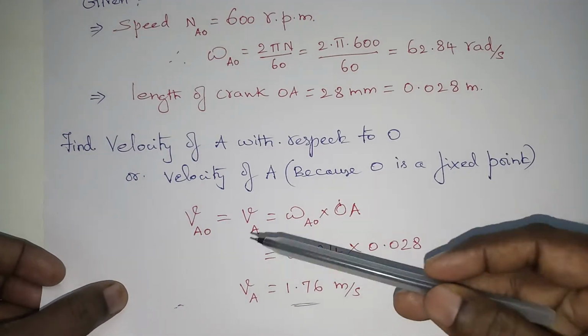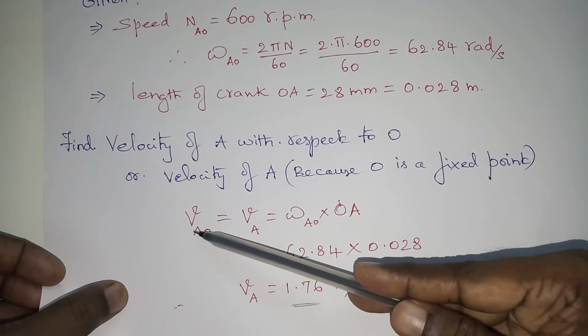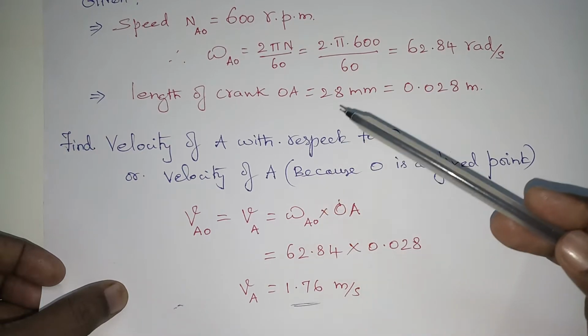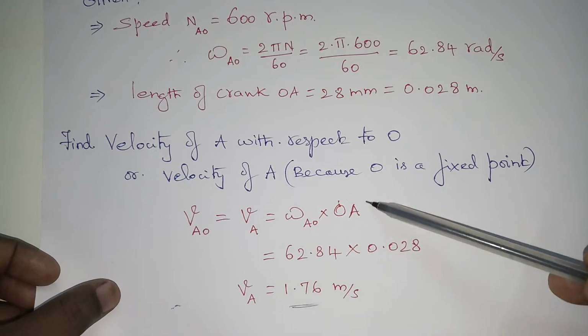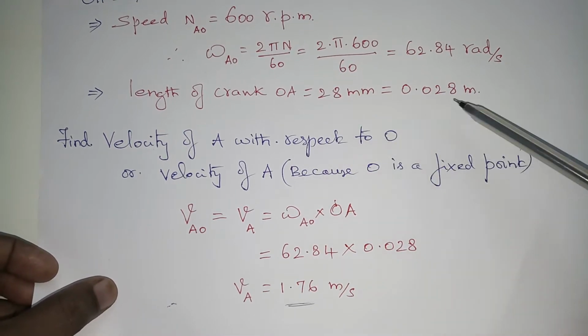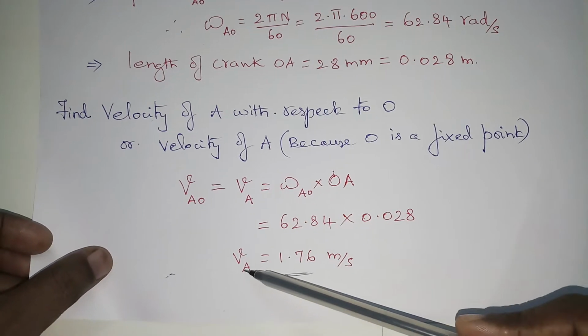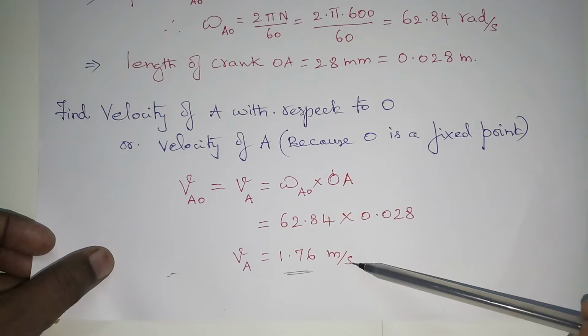Okay, so here you can see VAO equal to VA. You can say either VAO or velocity of A equal to omega A. Omega A we already found, it is 62.84, into the length of the link. OA is nothing but the length of the link, it is 0.28. Substitute the values here, so you will get the velocity of the input link as 1.76 meter per second.